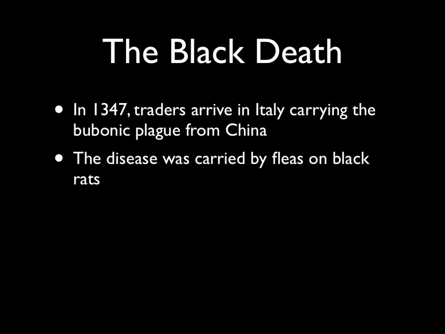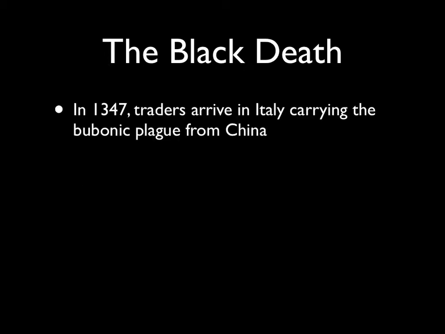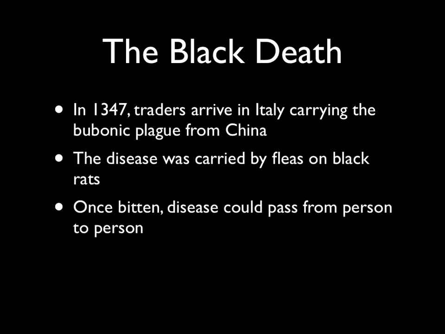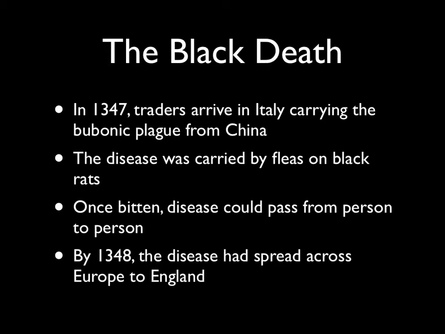The disease was carried by fleas on black rats. And remember, it's not the rats that were biting people and infecting them. It was the fleas, those little teeny tiny insects that were on the rats that would then jump onto people, bite them, and infect them. Once bitten, the disease could pass from person to person, so it was communicable if somebody coughed on you or sneezed or you shared a drink with them. A year later, in 1348, the disease had spread all the way across Europe to England.